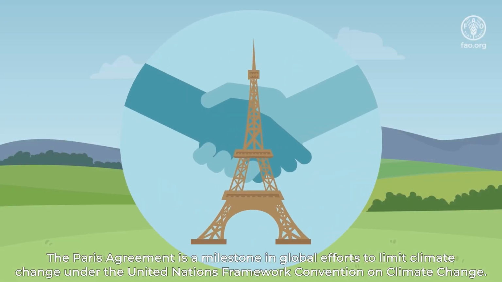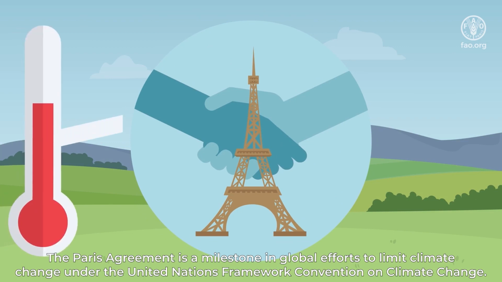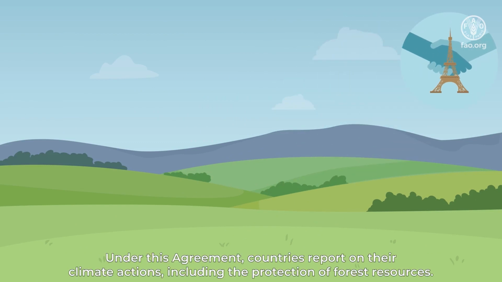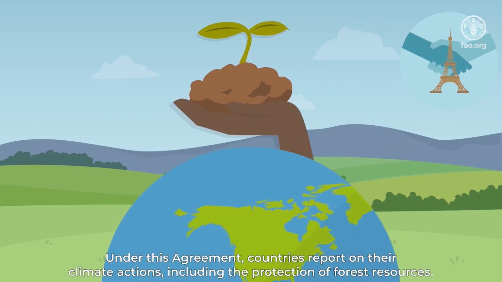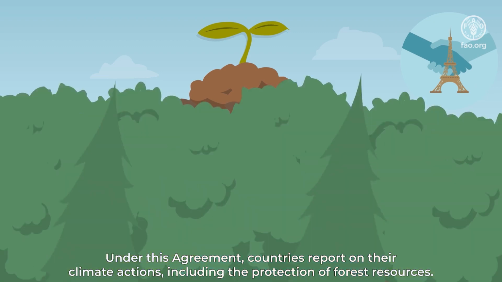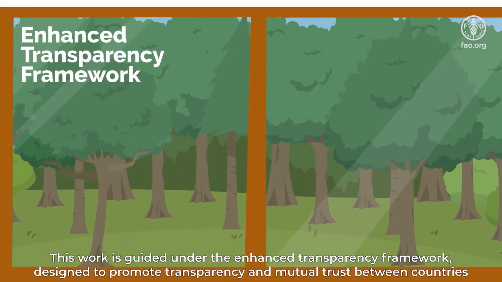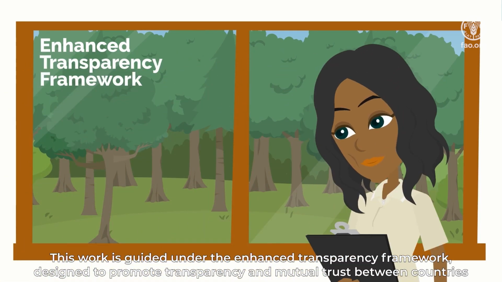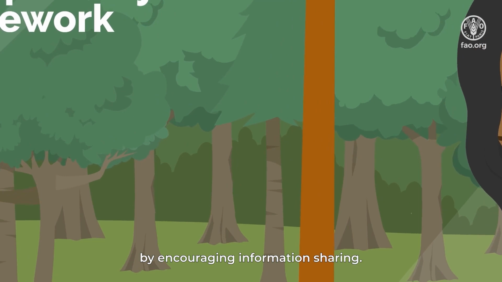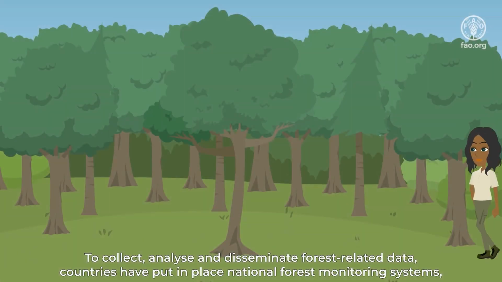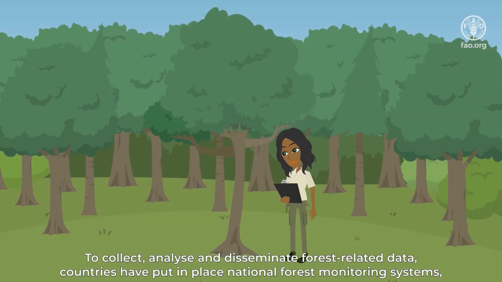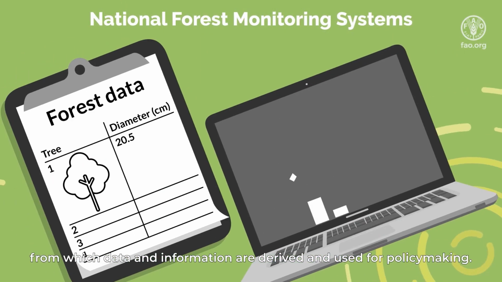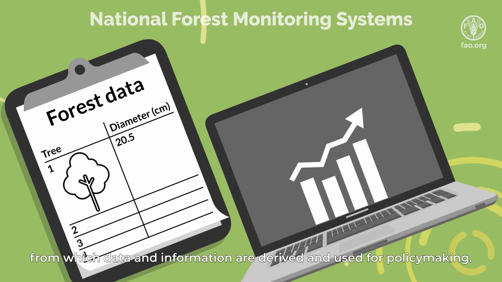The Paris Agreement is a milestone in global efforts to limit climate change under the United Nations Framework Convention on Climate Change. Under this agreement, countries report on their climate actions, including the protection of forest resources. This work is guided under the Enhanced Transparency Framework, designed to promote transparency and mutual trust between countries by encouraging information sharing. To collect, analyse and disseminate forest-related data, countries have put in place National Forest Monitoring Systems from which data and information are derived and used for policymaking.